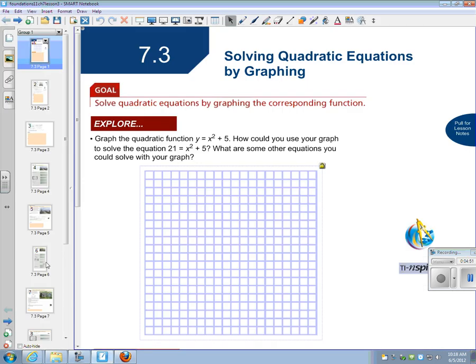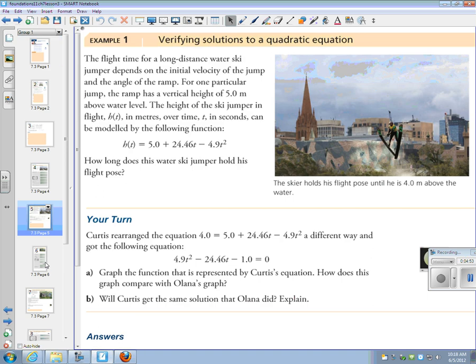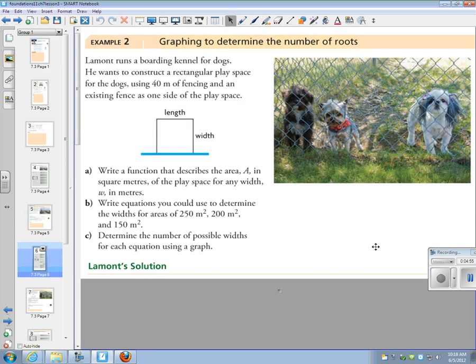We're going to go to this equation about building a kennel. Lamont runs a boarding kennel for dogs. He wants to construct a rectangular play space for the dogs using 40 meters of fence and an existing fence on the side of the space. Write a function to describe the area. Well, area is length times width. Okay?